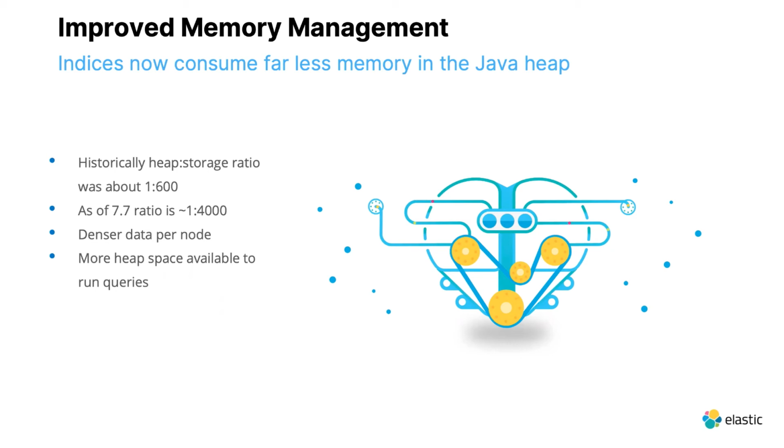Historically, that heap to storage ratio was about 1 to 600. So every gig of heap, you could have about 600 gigs of index space. Now, as of 7.7, that ratio is about 1 to 4,000. So we've significantly reduced the amount of memory in the Java heap that needs to be resident for each Elasticsearch index.